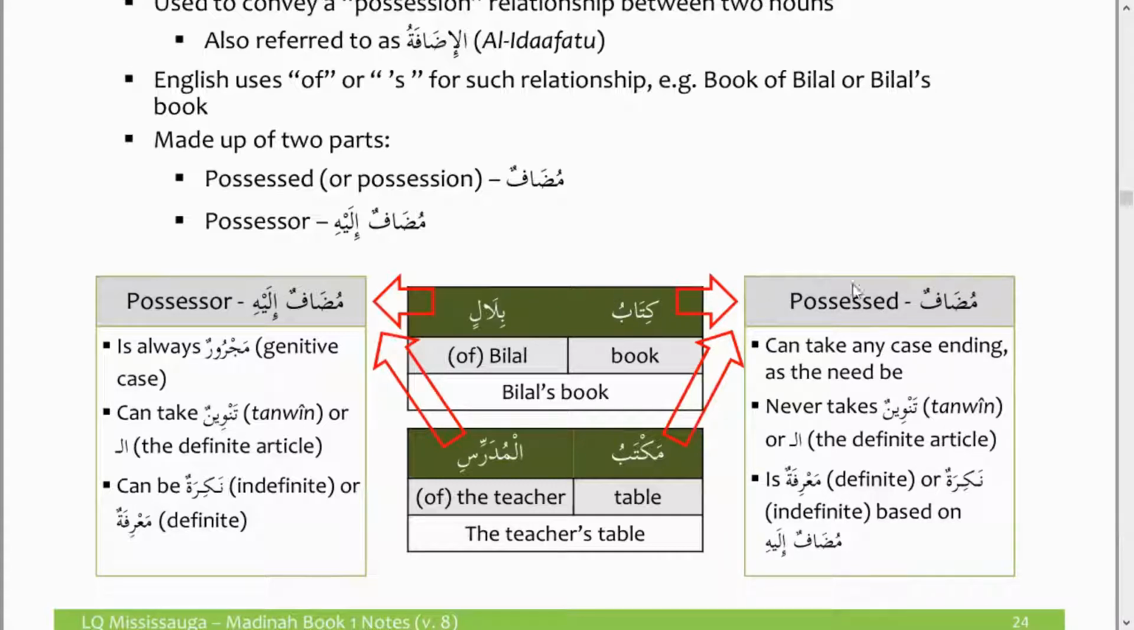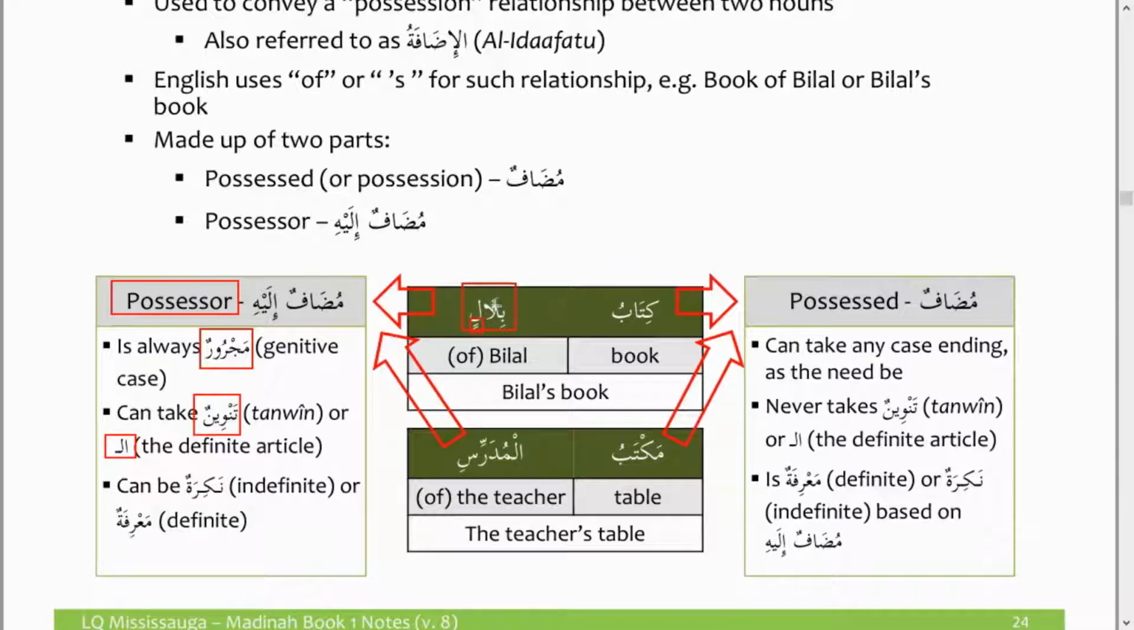Mudaf is the possessed thing. A thing which is possessed is called mudaf, and the mudaf ilayhi is the possessor, the owner. So this is what we've been doing since yesterday. Majroor is genitive. The possessor, that is the mudaf ilayhi, is always majroor. It always has a kasra. Baytullahi, kitabullahi, right?